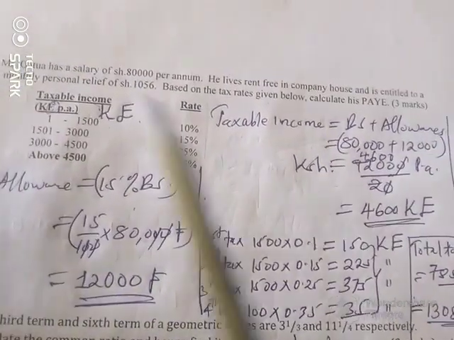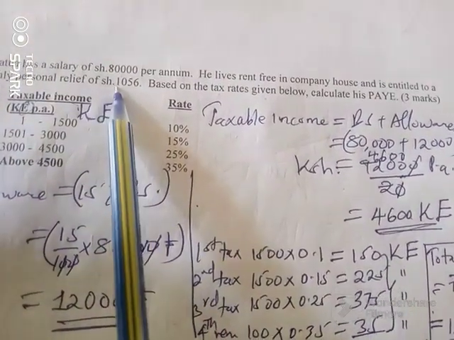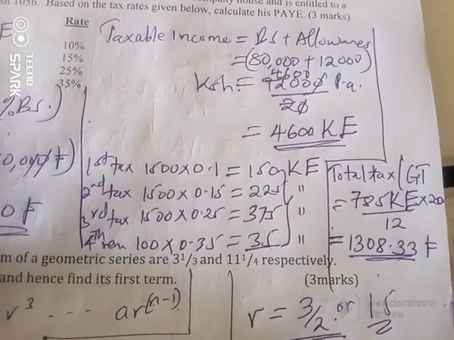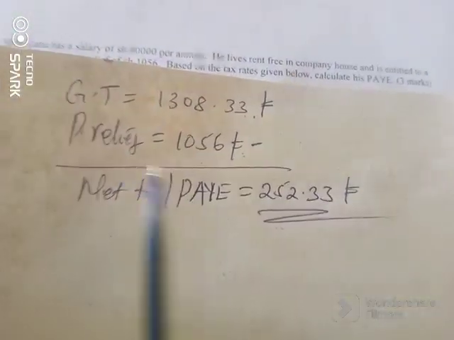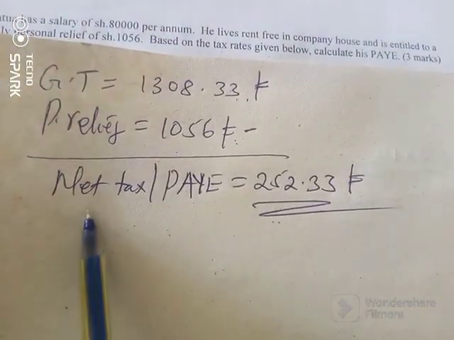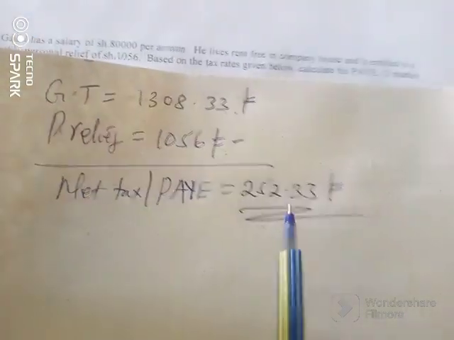Then it was to be relieved. There's a relief, personal relief of 1,056, which we have to minus from here to be able to get what we call net tax. And there we shall be.